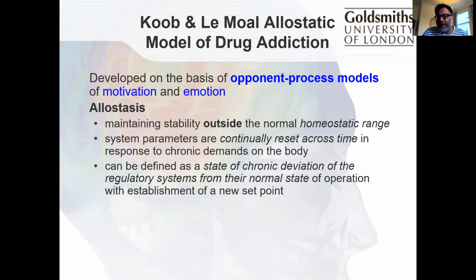So if we had less food, we're outside our homeostatic range, and so the body will need more and more, and there'll be chronic demands, and the allostasis is to try to maintain some sort of stability as you're going outside this range, and it needs to keep resetting, and I'll demonstrate this in a moment. And so allostasis is defined as the state of chronic deviation of the regulatory systems from the normal state of operation, with the establishment of a new set point, and it's always changing.